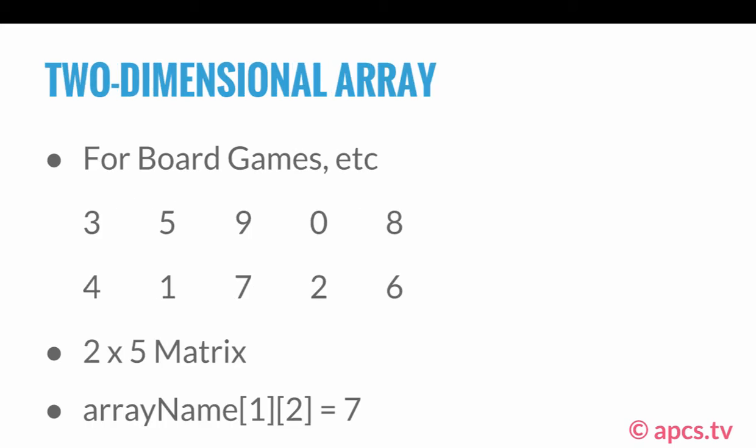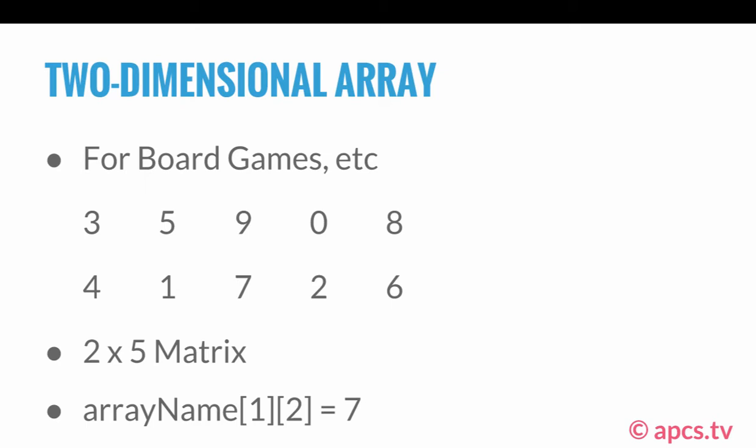So let's start off by understanding what a two-dimensional array is. A two-dimensional array is something that we use to model board games or anything like that. Usually something like a matrix. So originally we've used arrays before, and in arrays we might have something like 3, 5, 9, 0, 8. Or we might have something like 4, 1, 7, 2, 6. These are all different elements.